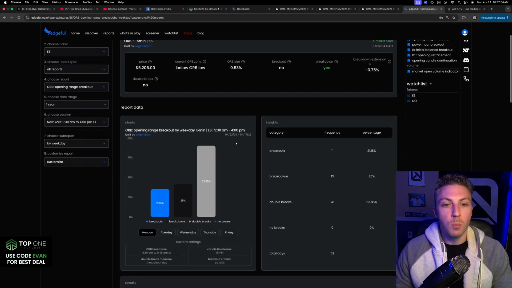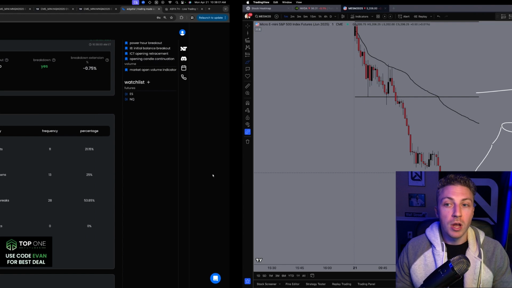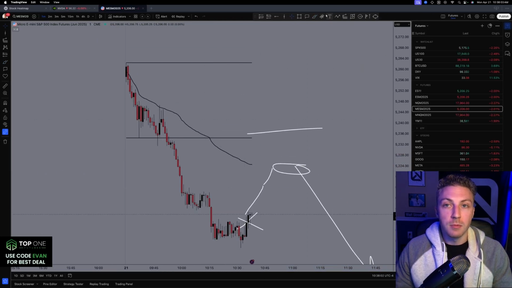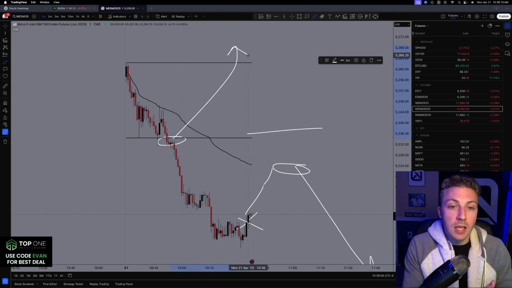Today specifically, if you go to the opening range, I have it filtered to Monday. On Mondays in the past year, only 53% of the time would it break both sides. So being that we took out the bottom, that's pretty much telling me, yeah, we're probably going to be a nice clean bearish day today because we probably don't come back up and double break that level.